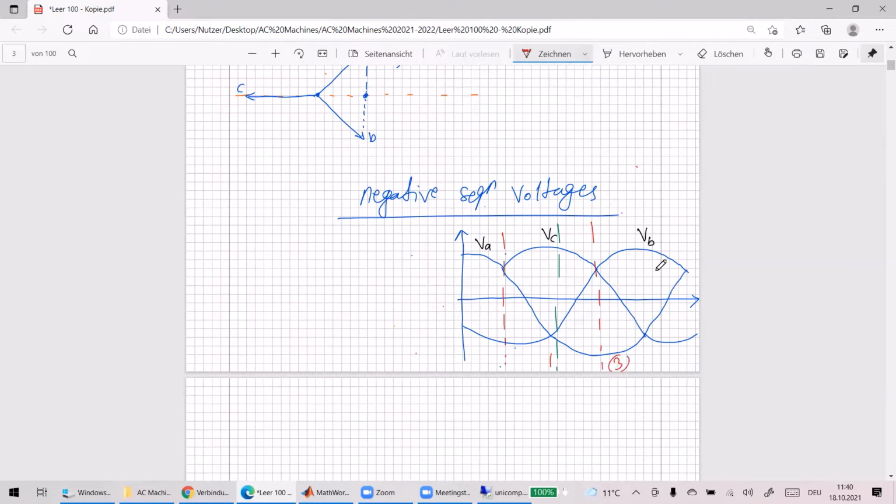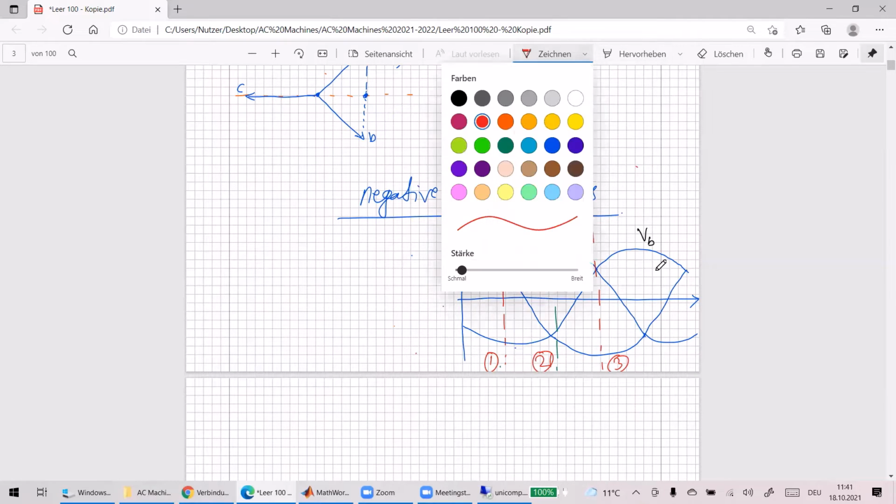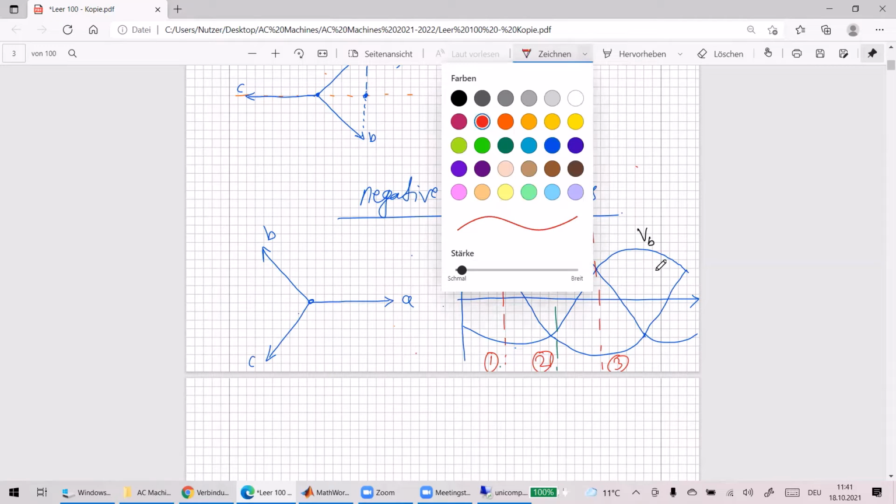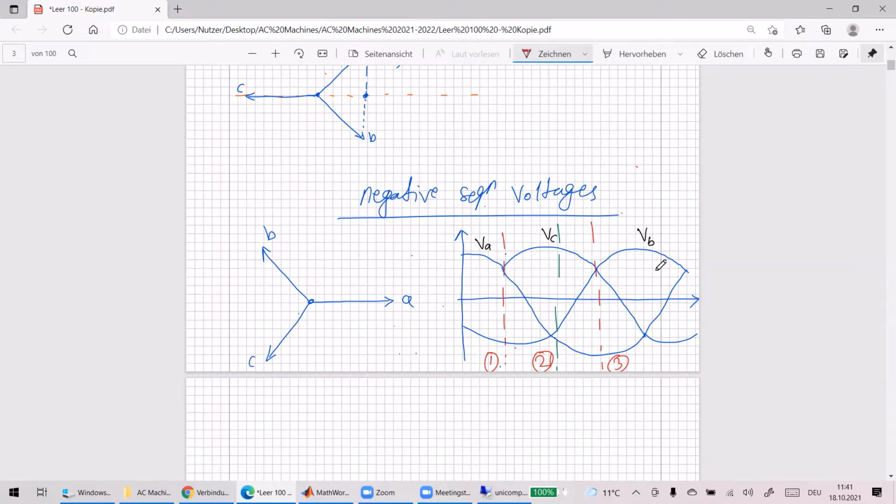This is our point 3, point 1, and point 2. And we draw the phasor diagram again. Look, not phasor diagram, state space diagram. So this is our A axis, this is our B axis, and this is our C axis. So for point 1, we will use red.